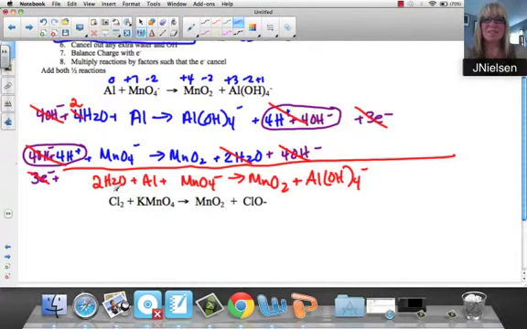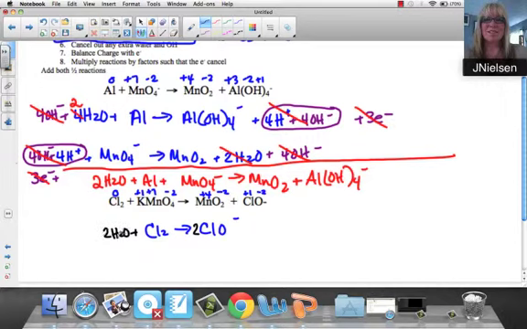Cl2 is 0, O is negative 2, K is plus 1, Mn's plus 7, negative 2 plus 4, negative 2 plus 1. That gives me a net negative 1, which I need to have. So I've got Cl2 going to ClO minus. First thing I notice is I have 2 Cl's here. Need to put a 2 here. 2 Cl's. Now I've got 2 oxygen.